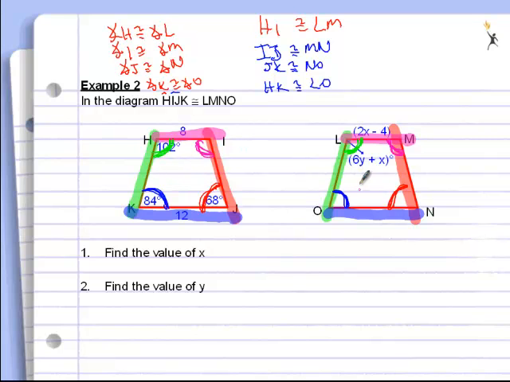Now, we did all of that to do this. Find the value of x. Where is my x? It's right here. It's an angle. It's angle L. What is angle L congruent to? Angle L is congruent to angle H. Now I'm going to set them equal to each other. 6y plus x equals 102. I just substituted L with what L equals and H with what H equals.